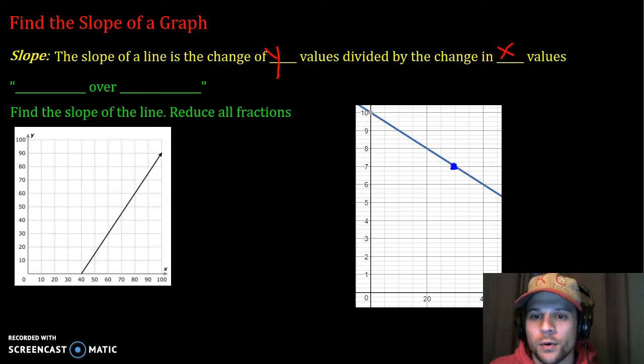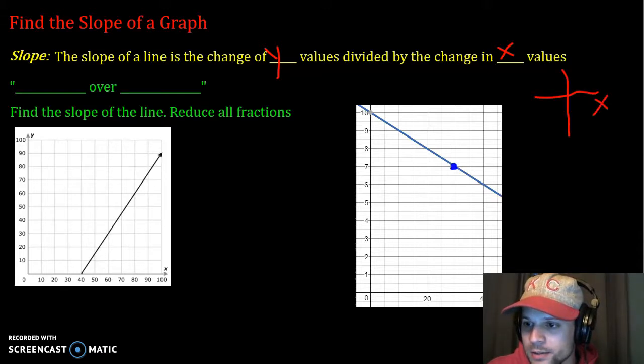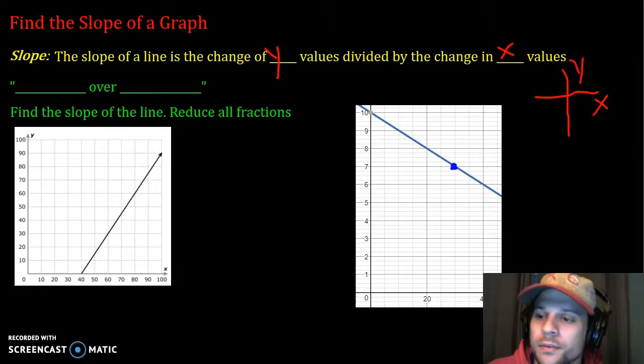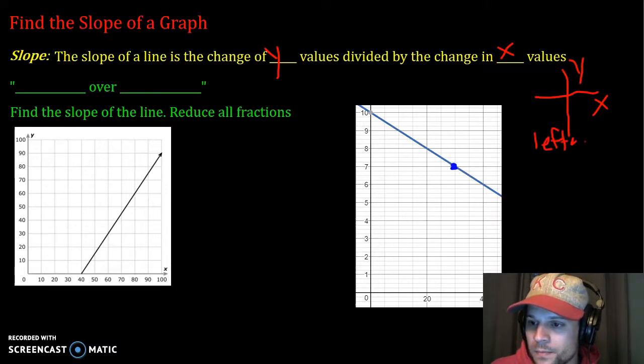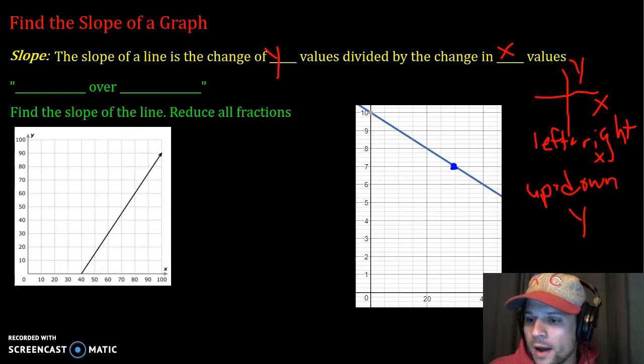Every graph has an x and a y axis. Your x-axis is the horizontal line. Your y-axis is the vertical line. So everything that moves to the left and right is your x, and everything that moves up and down is all of your y values, or your vertical change.